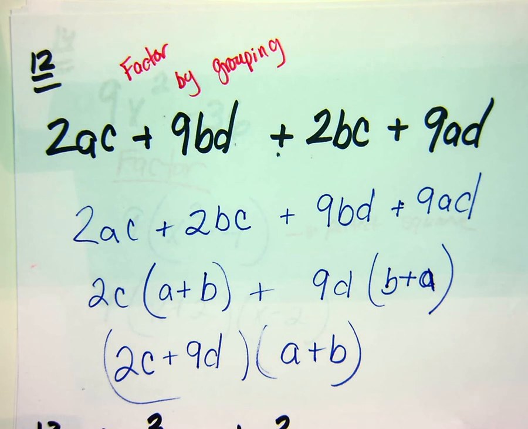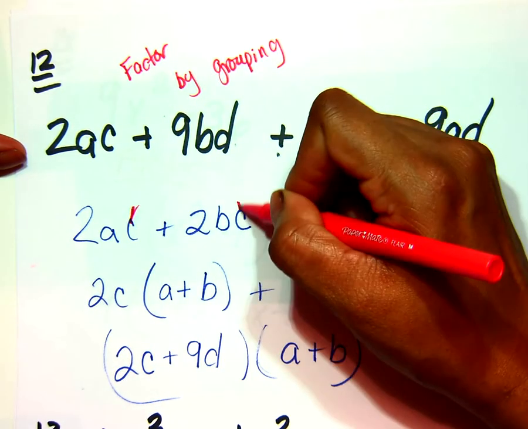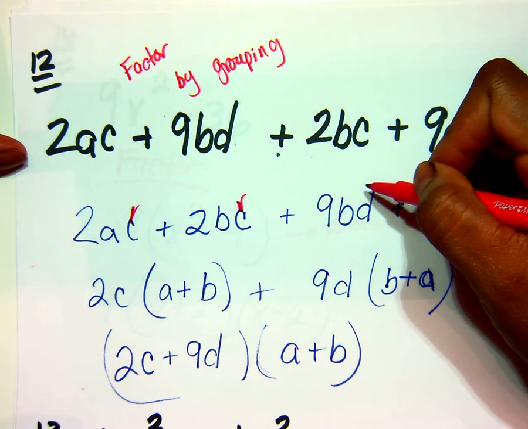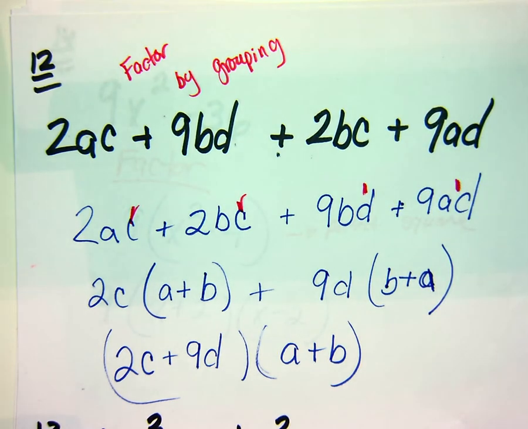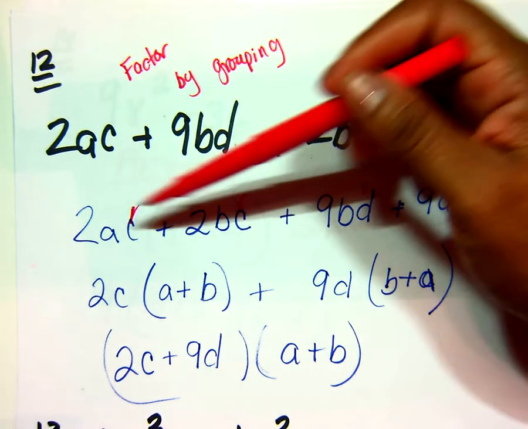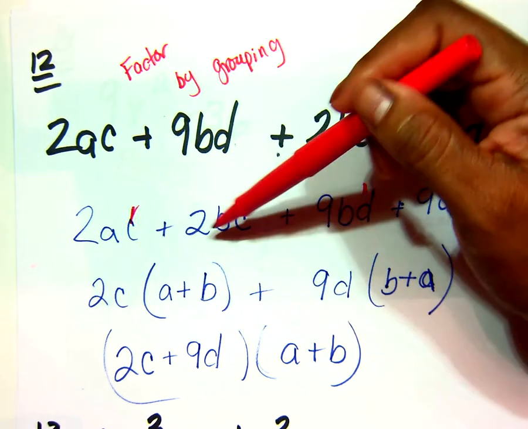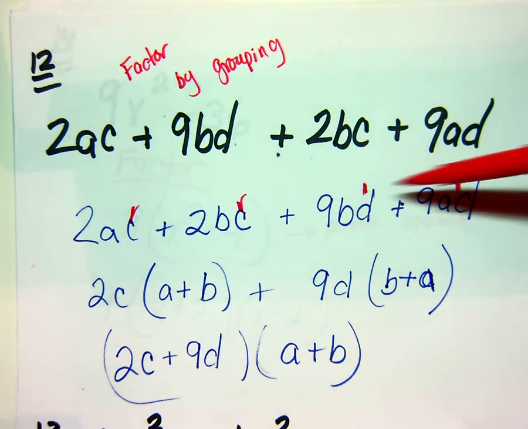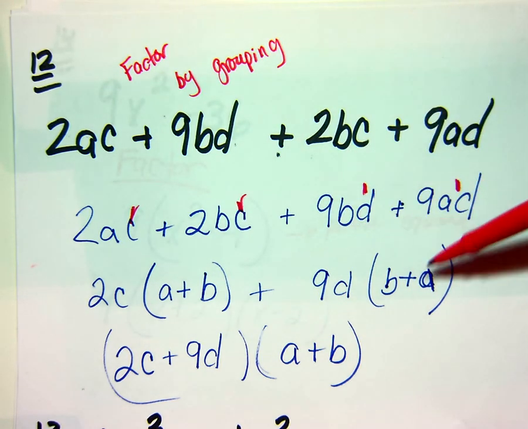But what I'm going to choose to group, let me get my C's together. So right here, we got the C's. And right here, we have the D's. Now, you could have grouped them with the A's and the B's, and again, you still would have come out with the same answer. So right here, I can factor out the 2C and come up with the AB. Right here, I can factor out the 9D and come up with AB or BA.